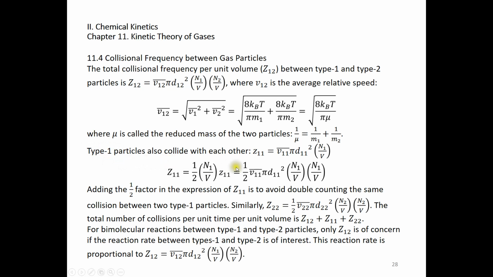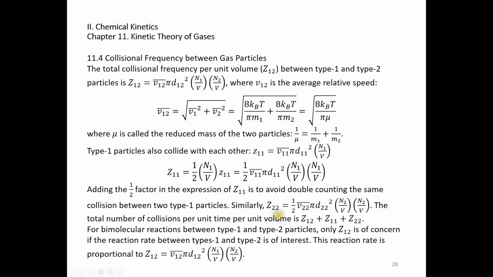Type 1 particles also collide with each other. So there is type 1 collision. The equation is like this. The uppercase Z11 is 1/2 of the number density of type 1 times lowercase c11. Why do we need this 1/2? Well, it's just because when two particles of type 1 collide, without having this 1/2, we will count this collision twice for both particles. So we need this 1/2 factor to avoid double counting.